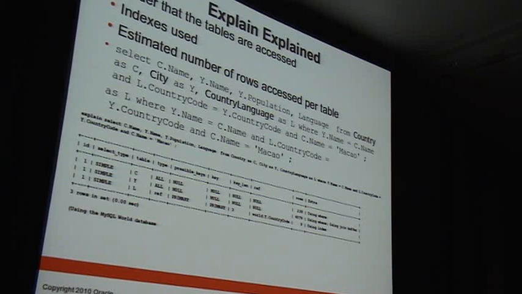So what you're doing here is a select name. You can see the select statement up above: select name, population, language from country as C, city as Y, country language as L, where you're lining them up on the country code, and the country name has to be Macau.